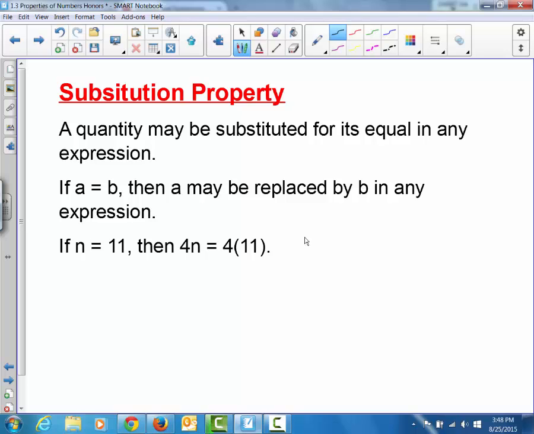If I tell you that you've got an expression 6t, and I tell you that t is equal to 3, then that means that 6 times 3 is what you can write. You can substitute what I told you t was in place of t.